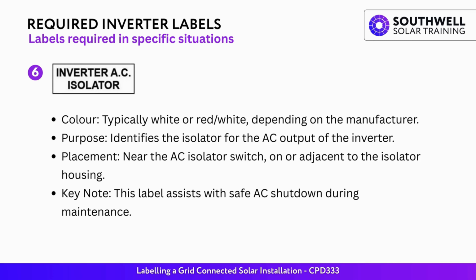Number 6. Inverter AC isolator label. This label identifies the inverter's AC isolator. It is only required when the inverter is installed remotely from the switchboard that it connects to. This label must be installed adjacent to the isolator. Use a clear, fade-resistant label to avoid confusion during servicing or emergencies.